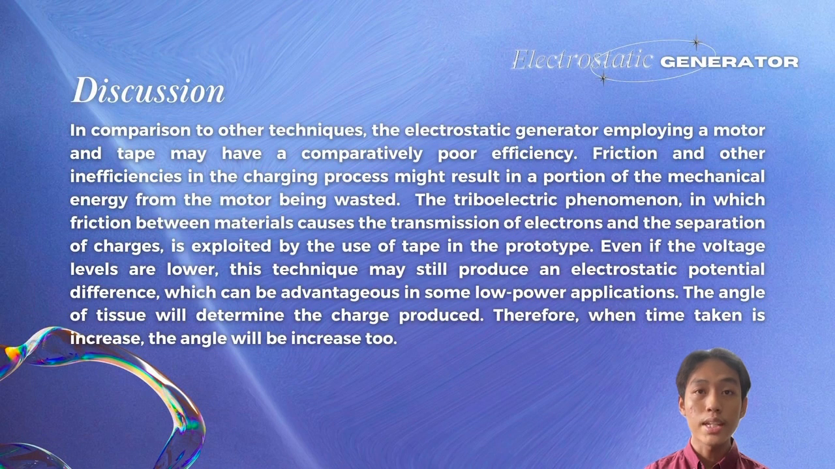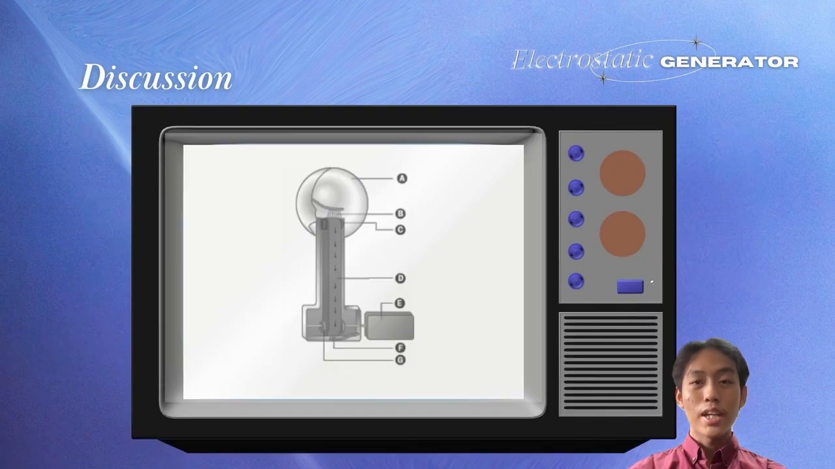The angle of the tissue will determine the charge produced. Therefore, when the time taken is increased, the angle will also increase. To improve the efficiency of the prototype, do not use sharp-edged conductors, or there will be corona discharge at those edges. The charge will not build up on the sphere. Instead, it will leak into the air. At any instant, the high voltage also determines the high charge. At any instant, V is equal to Q over C, where Q is the stored charge and C is the capacitance of the terminal to ground.